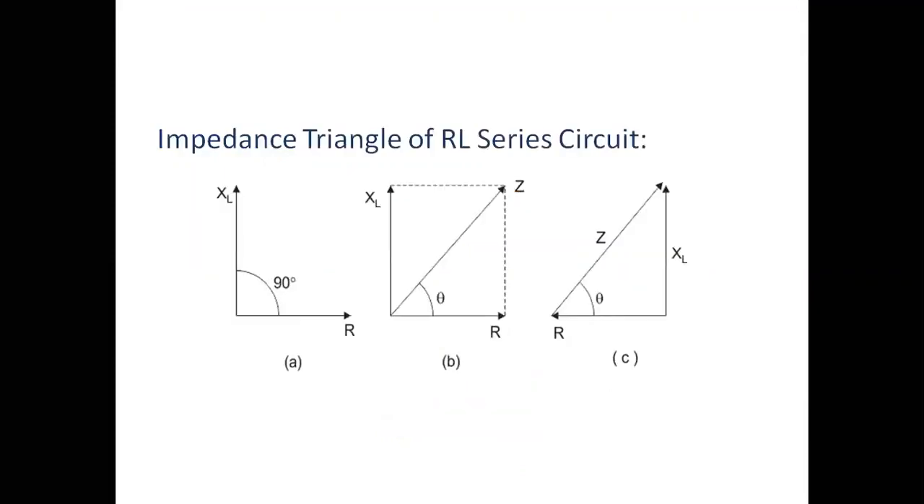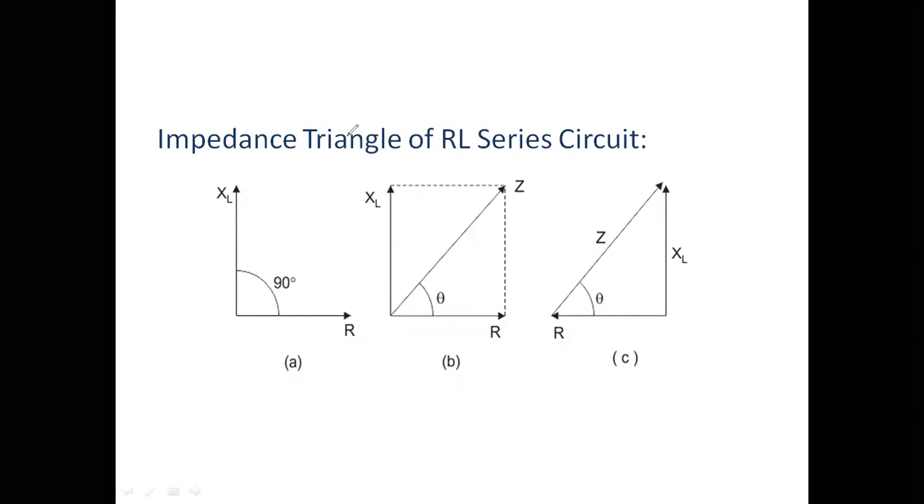Now for the impedance triangle of the RL series circuit. What is impedance triangle? Impedance triangle is nothing but the phasor diagram or voltage triangle, all the same. How is it the same? Let me explain how it is the same. So we know that for inductive circuit, the inductive reactance XL always leads from the current.